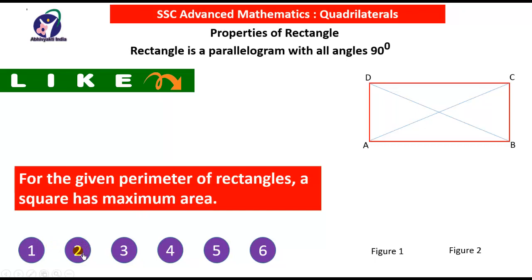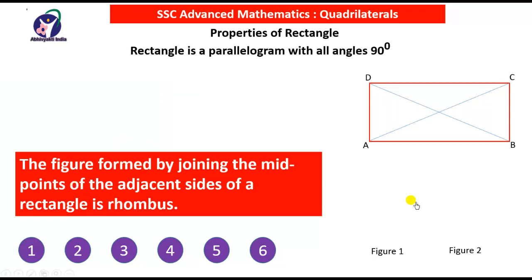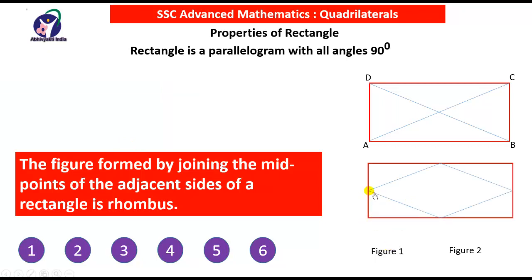Now let us see the third property. The third property states that the figure formed by joining the midpoints of the adjacent sides of a rectangle is a rhombus. See the figure. Here the midpoints of the adjacent sides are joined. These two are adjacent sides and their midpoints are joined. Similarly here the midpoints are joined. This quadrilateral will always be a rhombus if the midpoints of the adjacent sides of a rectangle are joined. The figure whatever we get will always be a rhombus.